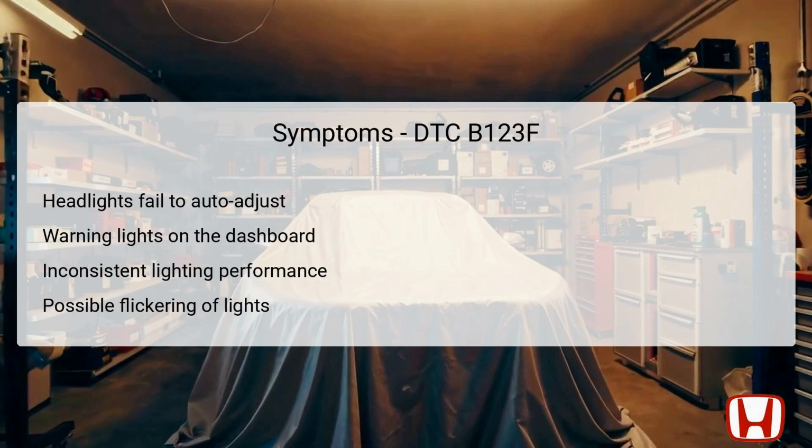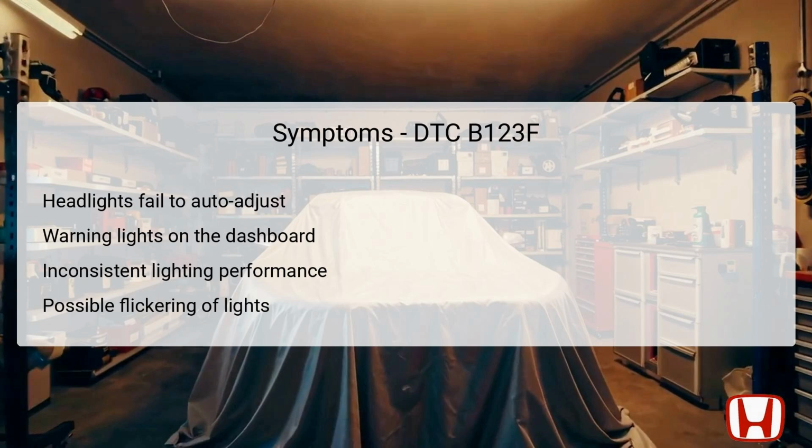Several symptoms may manifest with DTC B123F, indicating an automatic lighting control issue in the Honda Accord. Drivers may notice that the headlights fail to adjust automatically, remaining either dim or too bright in various lighting conditions. Additionally, warning lights may illuminate on the dashboard, indicating the existence of a fault in the lighting system.